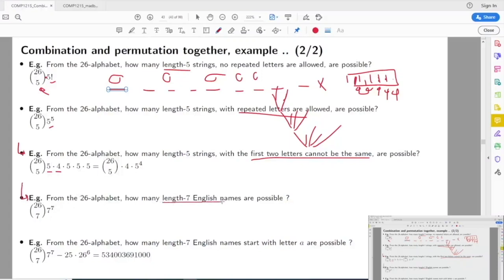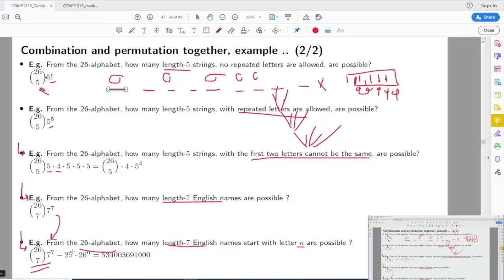Again, but now length 7. I don't have any repetition, right? You can call somebody A. Okay. Then this is the number of length 7 English names in a video game. So now 26 letters again, length 7 English name, but you have to start with A. Then what? These are all the letters possible which come from here.